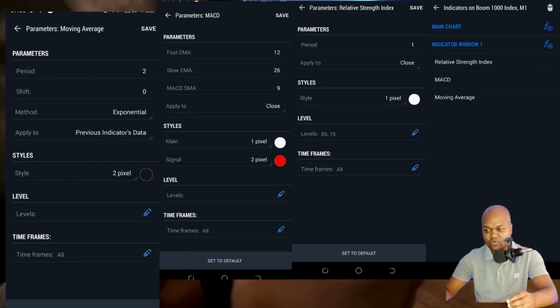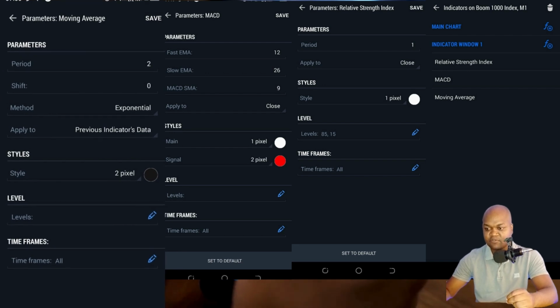The last indicator is a moving average. For the moving average, we have a period of 2, shift 0, method exponential, apply to previous indicator's data. Then the style is going to be 2 pixel with the color black. So these are the settings that we have.